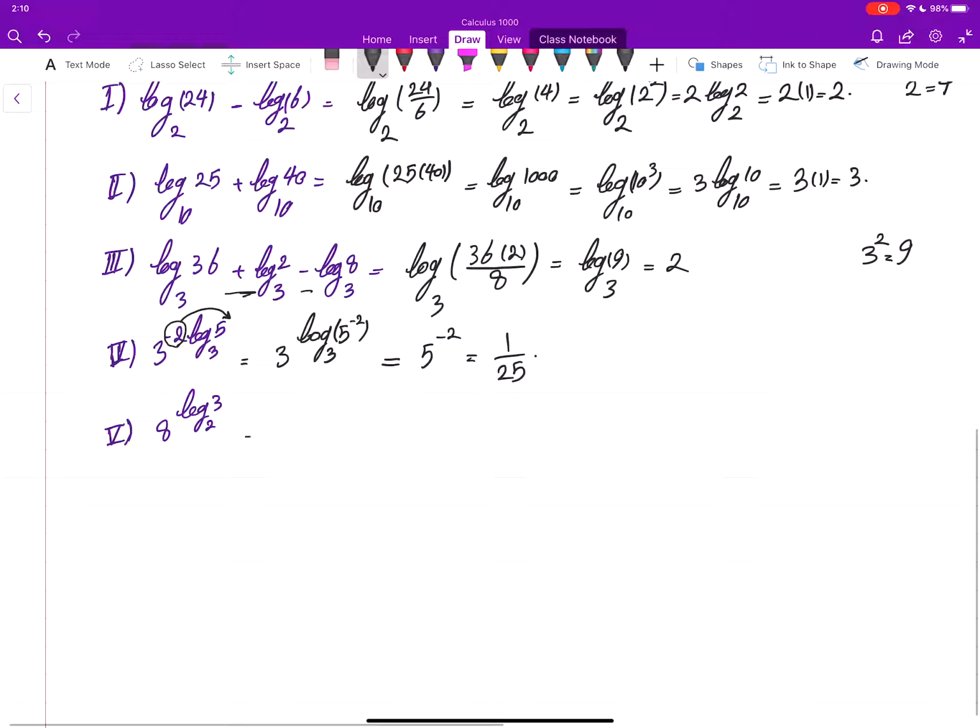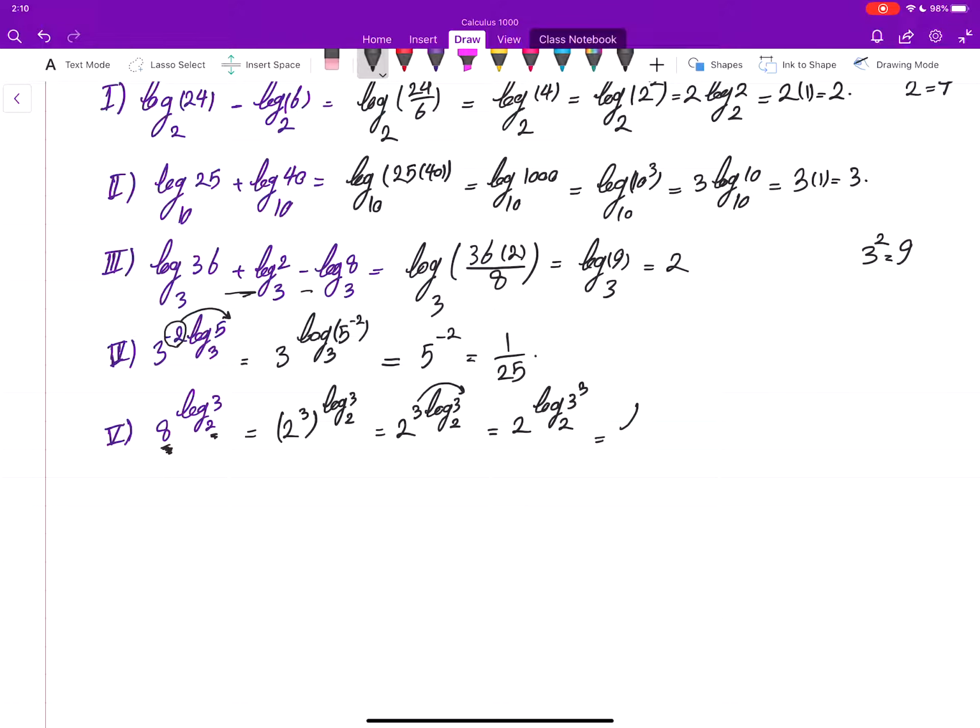And this last one is 2 to the power, well, here I have 8, here I have 2. These are different bases. The inverse function law doesn't work here. We have to try to make it into an inverse function. So we can write 8 as 2 to the power 3. Exponent of exponent, you multiply them. And then there's a constant multiple. It goes in and becomes the power of what's inside.